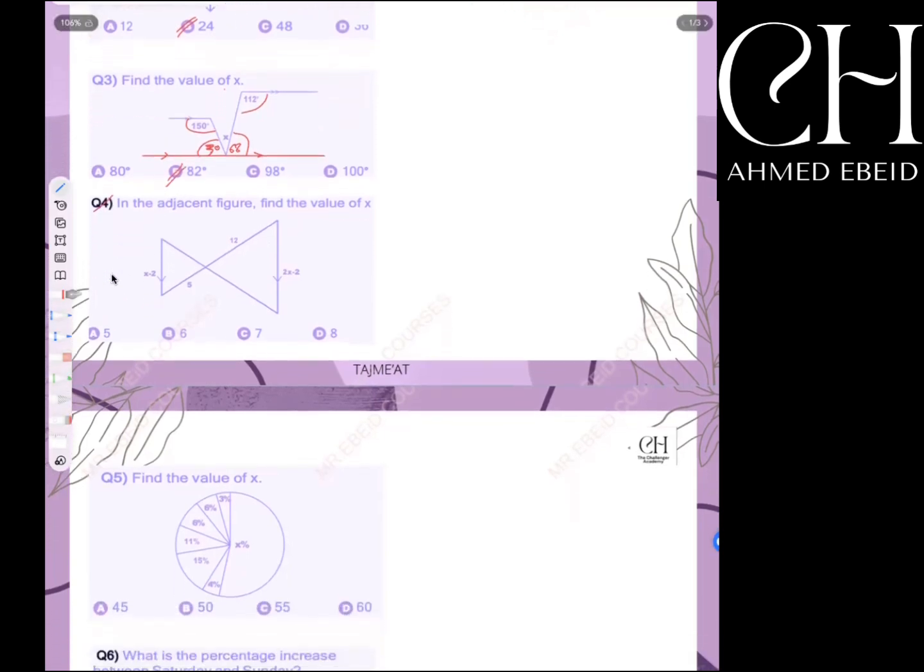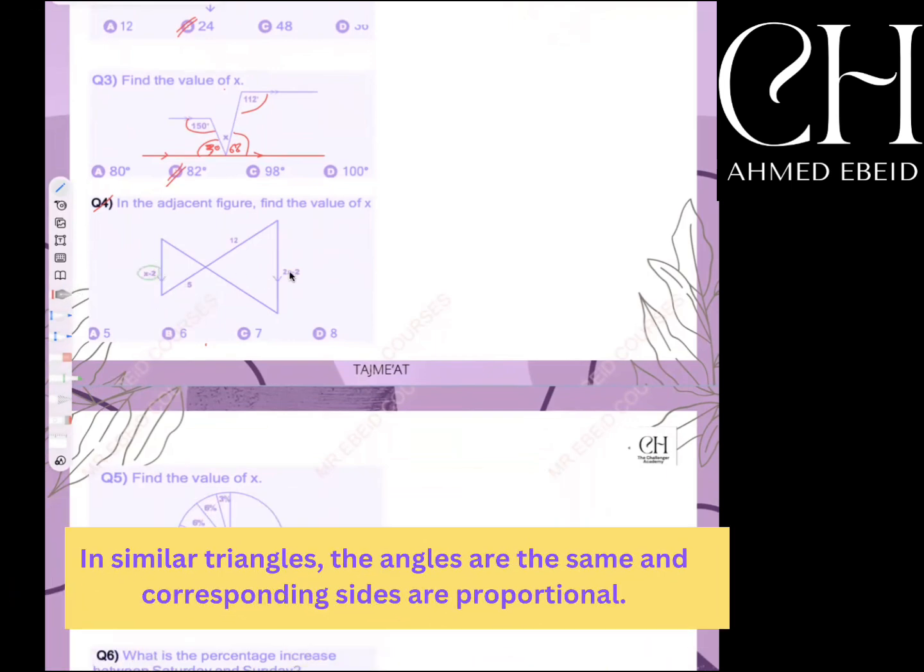In the adjacent figure, find the value of x. This shape is called in mathematics the butterfly shape. We have two similar triangles. Both triangles are similar. In the similar triangles, the corresponding sides are proportional. What is the meaning of the corresponding sides are proportional? It means this side over this side equals this side over the corresponding side, which is 12. Then you'll use cross multiplication to find the answer.